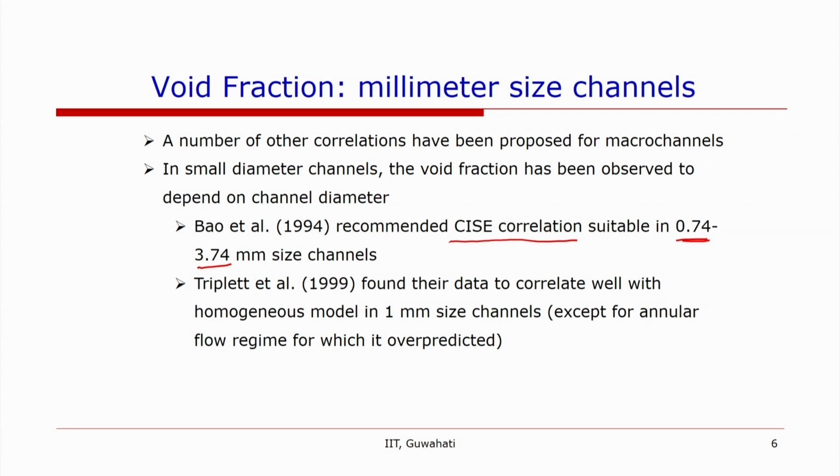On the other hand, Triplet et al. found that their data correlated well with the homogeneous model in 1 mm size channel, except for the annular flow regime, for which it over predicted. Now, an exercise has not been taken up, or at least I am not aware of one, where an extensive comparison of the CISC correlation has been made with all the literature data for void fraction in microchannels. It would be really good to see if the CISC correlation fits all the data well.